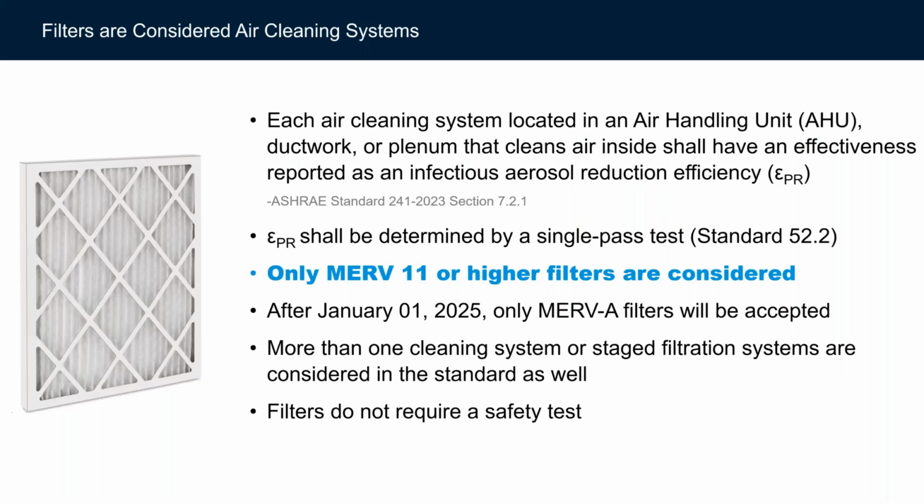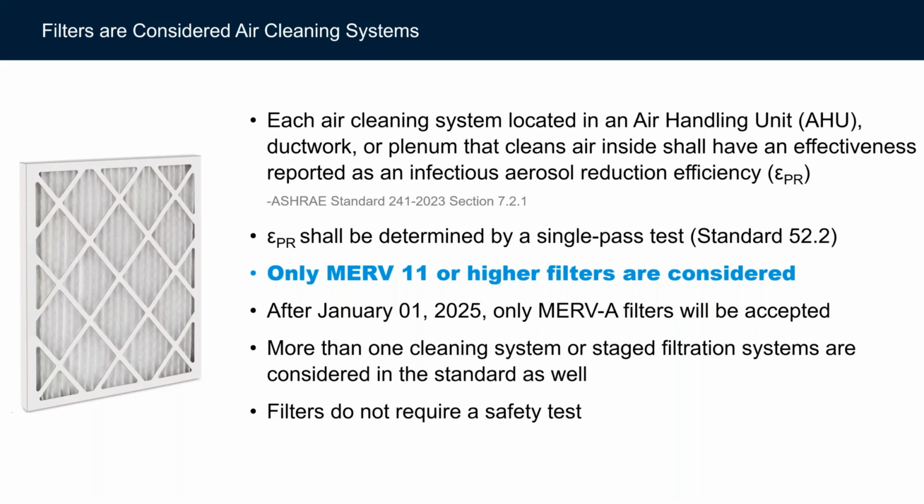Filters are included, as I mentioned, and just to give you a little highlight of what I meant, you don't have to do any safety testing for filters. It is a 52.2 single pass test that they have to demonstrate, but as I mentioned, they only require MERV 11, and actually it will be MERV 11A as of next January. That is your minimum requirement to actually get an ECA value. You can run any sort of filters in there, but in order for it to count towards what you're circulating back into the space, you need to have a MERV 11A filter for next year. And you get certain percentages.